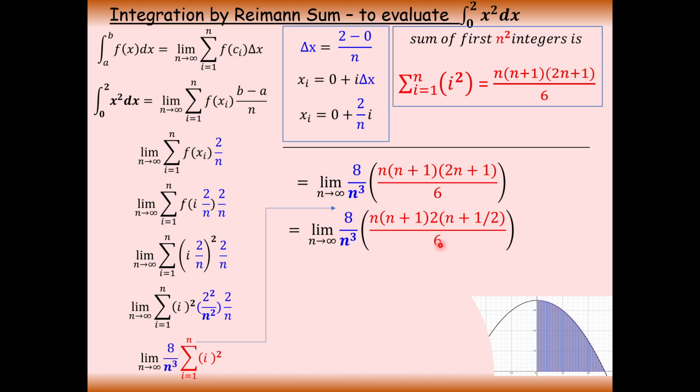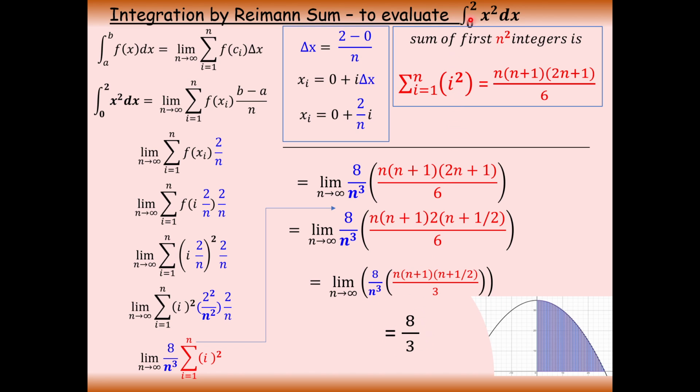The 2 over 6 will give us 1/3, and we will be left with, once we do the cancellations, literally the limit will be just 8 over 3.